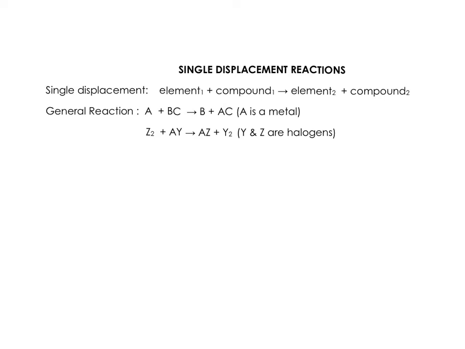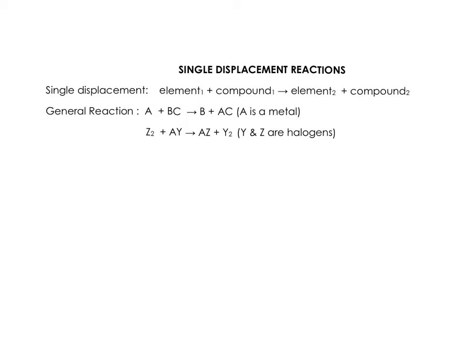All right, and we're off to single displacement reactions. In some textbooks, this is called single replacement. I like single displacement better. Basically, what happens is you have element 1 plus compound 1, and they will react to produce element 2, which came out of compound 1, and compound 2, which is a mixture of compound 1 and element 1.